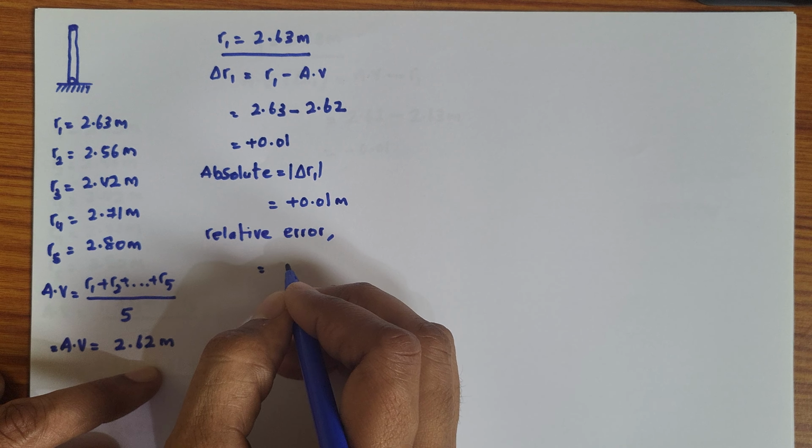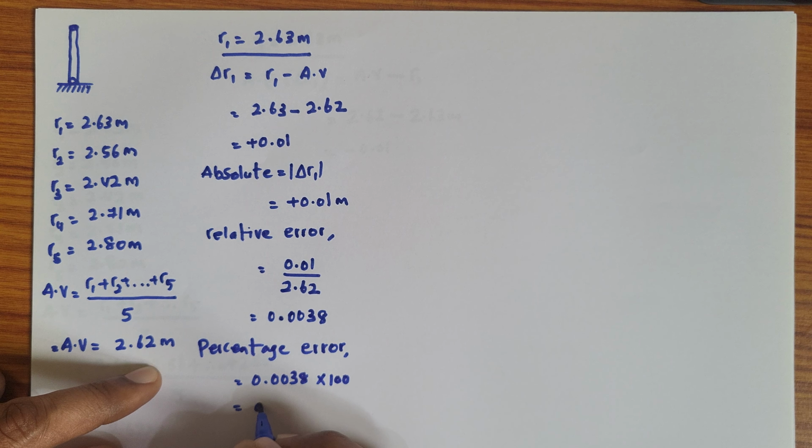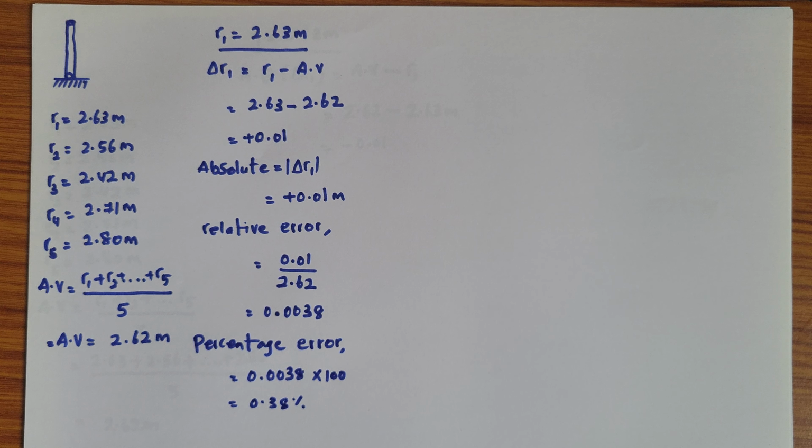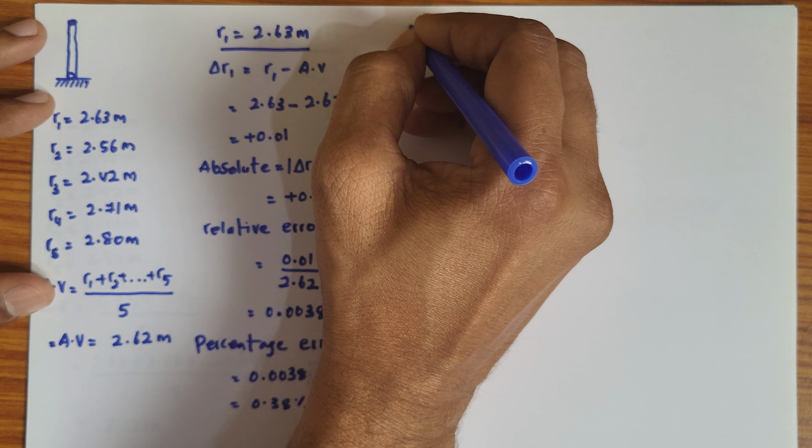Now, percentage error. Percentage error means relative error into 100. So it is going to be 0.0038 into 100, which is 0.38 percent. Okay. This is the method to find absolute error, relative error and percentage error. Shall I do one more? Okay, I'll take the second reading R2.